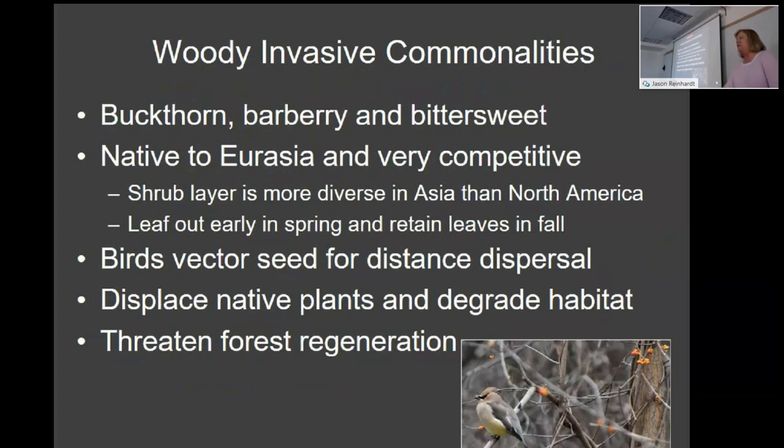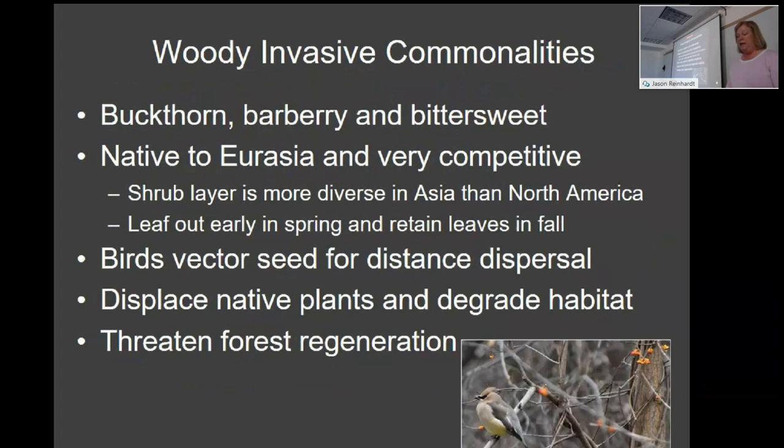So all of these plants are native to Eurasia. They're all very competitive. There are often more species in forests in Asia than in North America, so they tend to be very competitive.